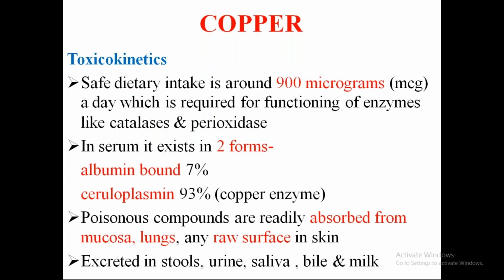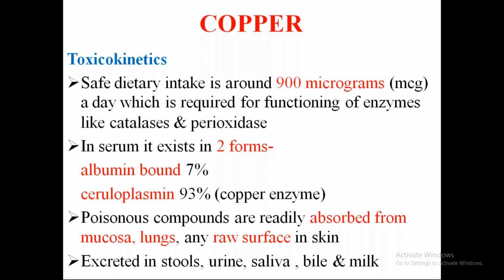What are the toxicokinetics? The safe dietary intake is around 900 micrograms a day, which is required for the functioning of enzymes like catalases and peroxidases. So normal daily dietary intake is about 900 micrograms of copper, necessary for catalases and peroxidases.